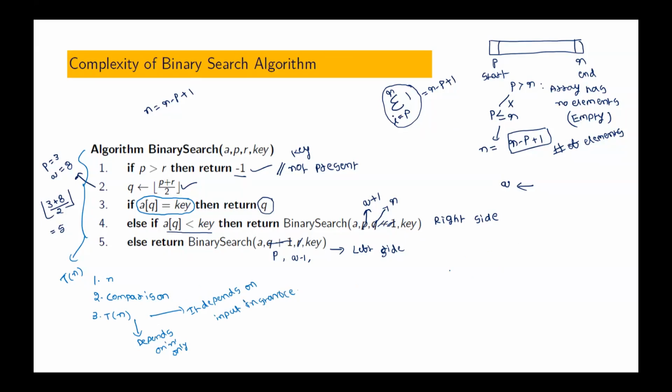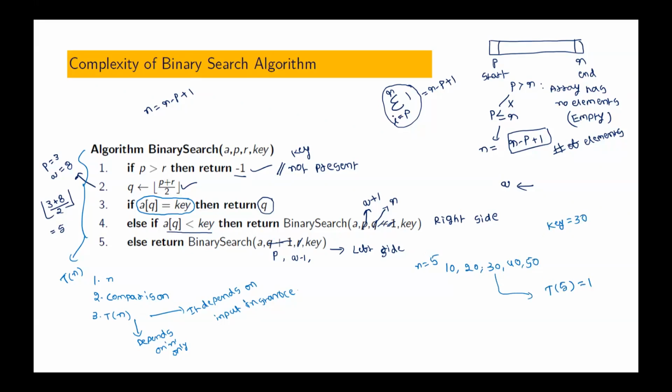Why? Because if our elements are 10, 20, 30, 40, and 50, and the key equals 30, how many times is this operation performed? N equals 5, key equals 30. What is T of 5? 1.